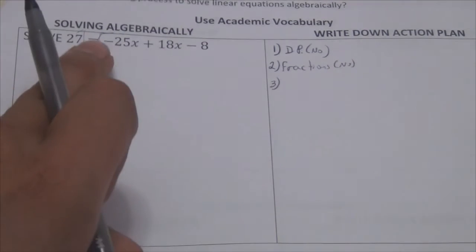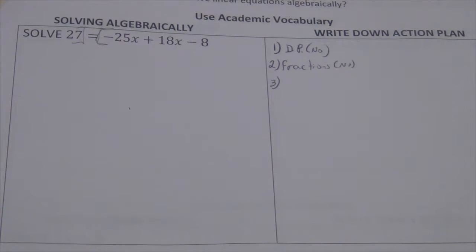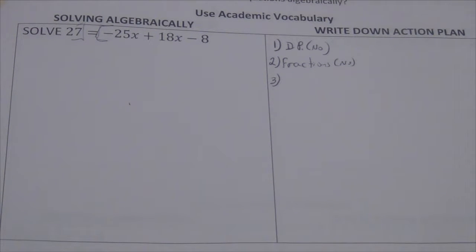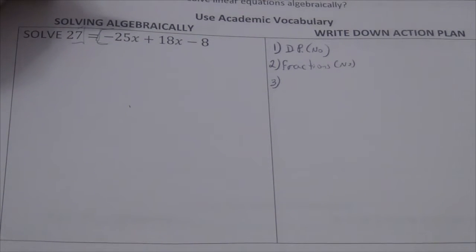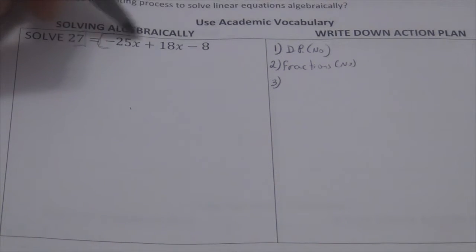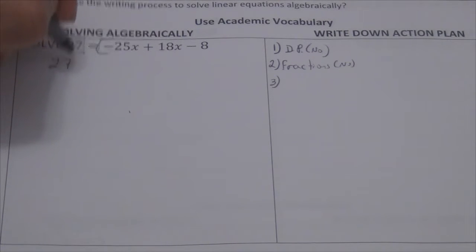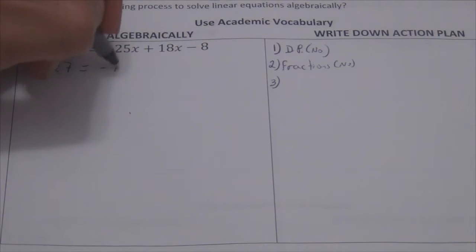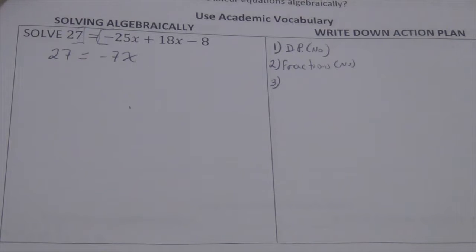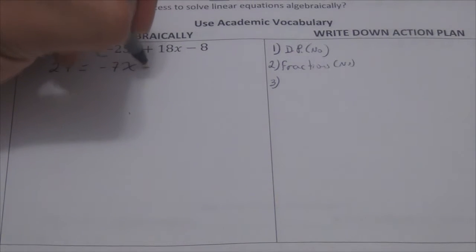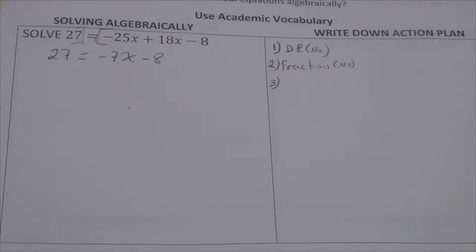So here I notice that I have negative 25x and I have positive 18x. So therefore I do have like terms. Wow, finally. So now you tell me, what is negative 25 plus 18? Negative 25 plus 18 is negative 7. So when I combine them, I get negative 7x. Okay, so I write down 27 equals negative 7x minus 8. So far so good.